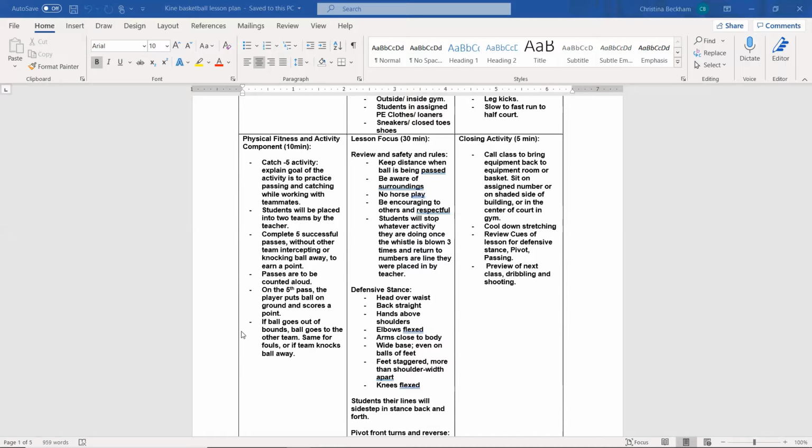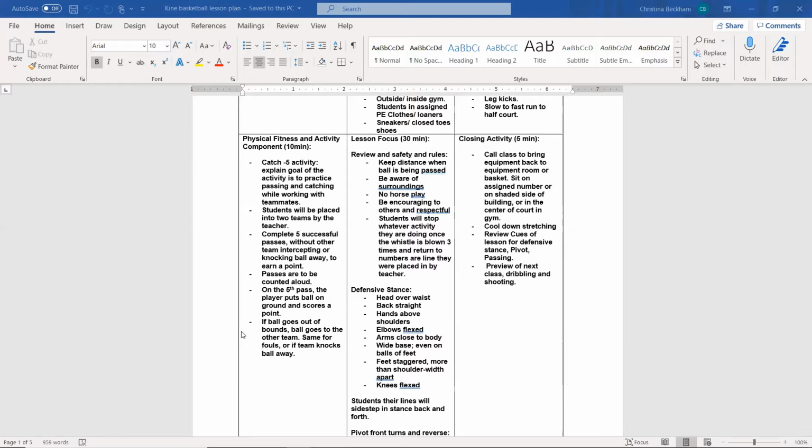For the closing activity, I will call the class to bring the equipment back to the equipment room or to the basket I have on the side. They will sit on their assigned numbers, or on the shaded side of the building, or in the center of the court in the gym. They will do cool down stretches.